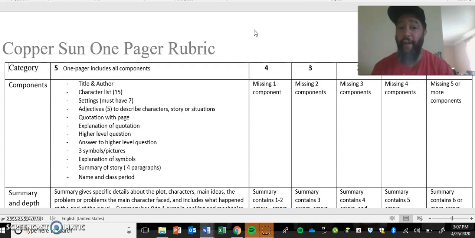Adjectives. You need 5 to describe character, story, or situations. Remember, an adjective is a word that describes a person, place, or thing. So, if something is short, all right, that's an adjective, short. For example, Amari is strong, like she's strong-willed. Strong is an adjective to describe someone. Polly is smart. That is an adjective to describe somebody. And I would have the adjectives linked to the character.